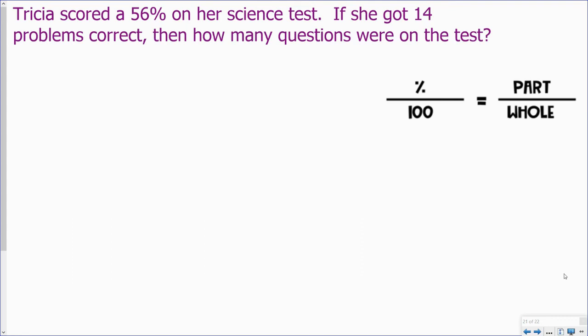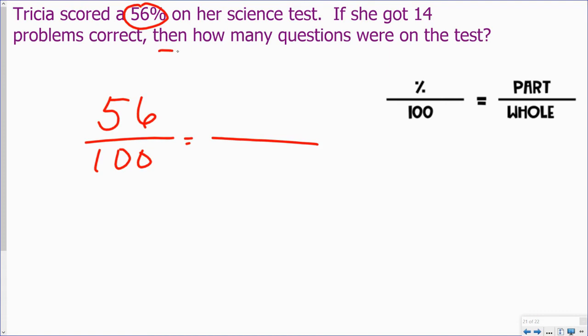Trisha scored 56% on her science test. If she got 14 problems correct, then how many questions were on the test? So again, here's my percent. So 56% would be represented by 56 over 100 equals, and then how many questions were on the test. So that is my whole amount. The total number of questions on the test makes up the whole test. So that's what I'm trying to find here.